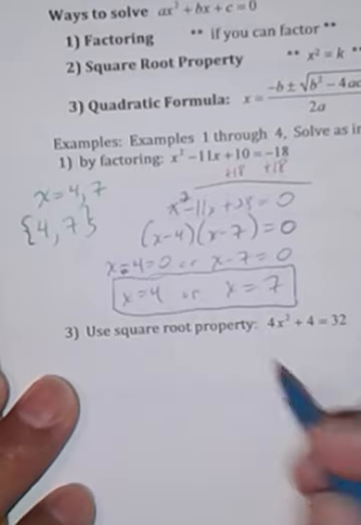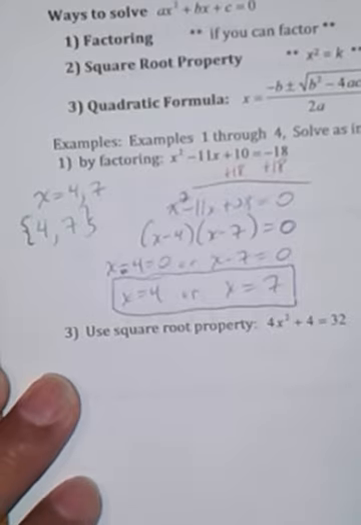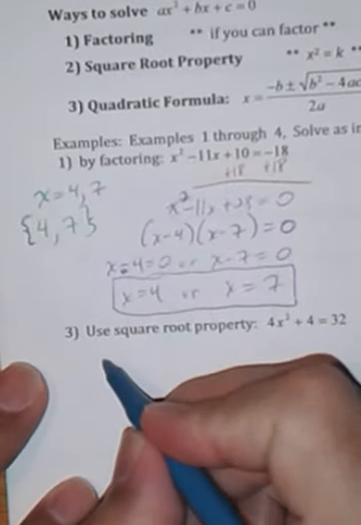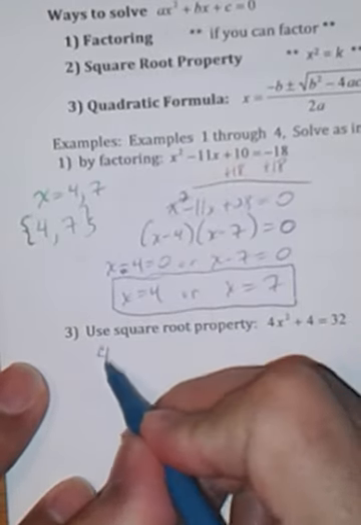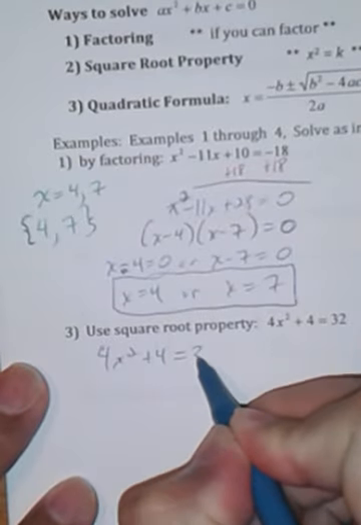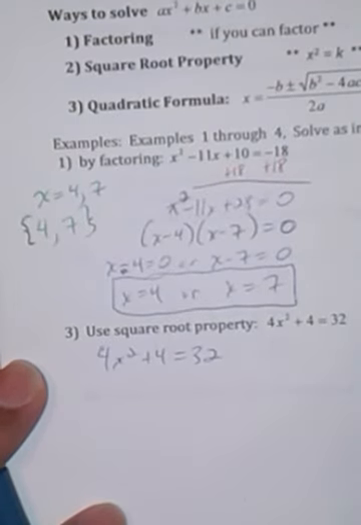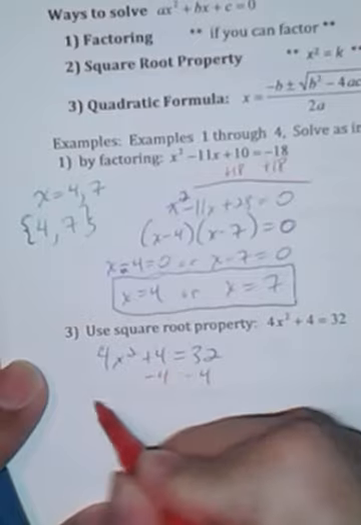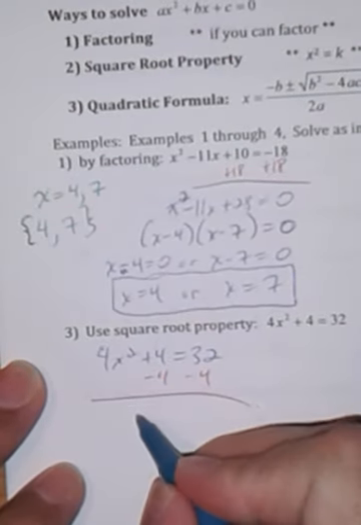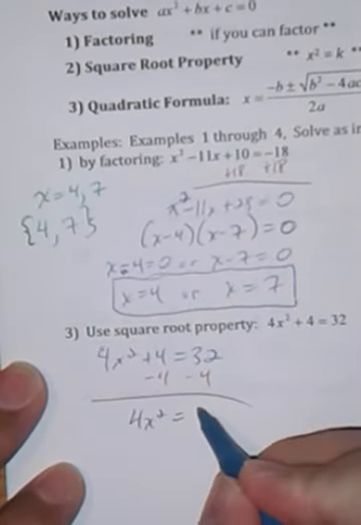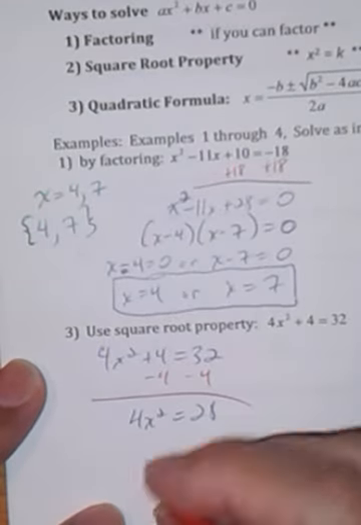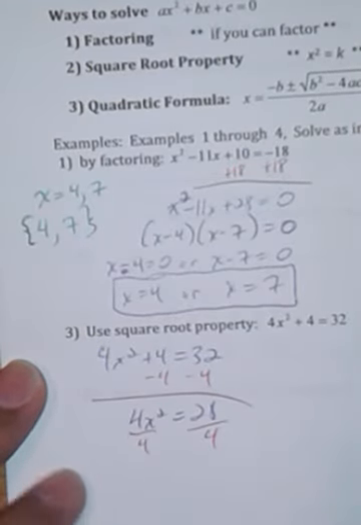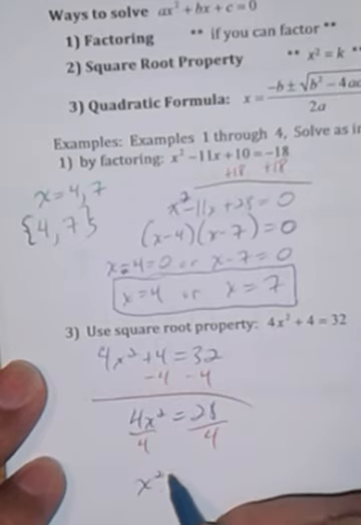Let me rewrite the problem over here so we leave as much room over there. So we have 4x squared plus 4 equals 32. So if I subtract 4, I get 4x squared equals 28. And if I divide by 4, I get x squared equals 7.